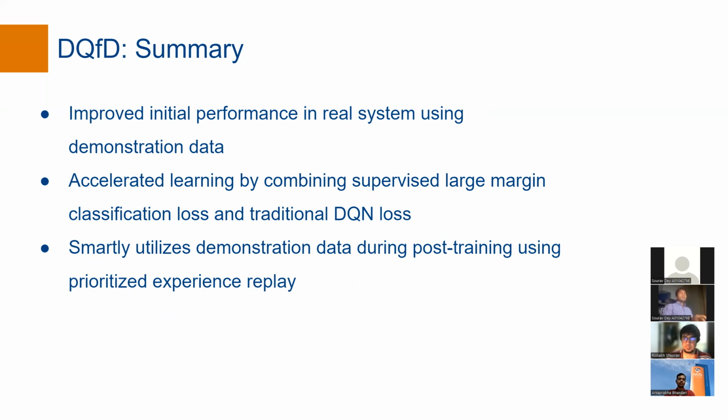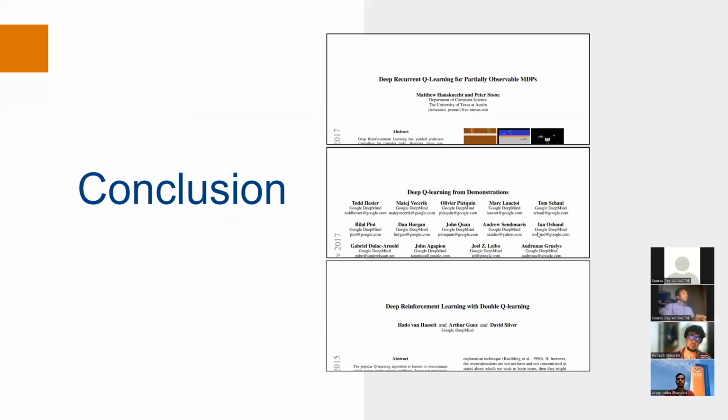And the last point is that DQfD incorporates demonstration data during training using prioritized experience replay, with specific weights to improve the training process. And this allows it to accelerate the process and make sure that the training happens as quickly as possible. So this ends our report on paper 3.